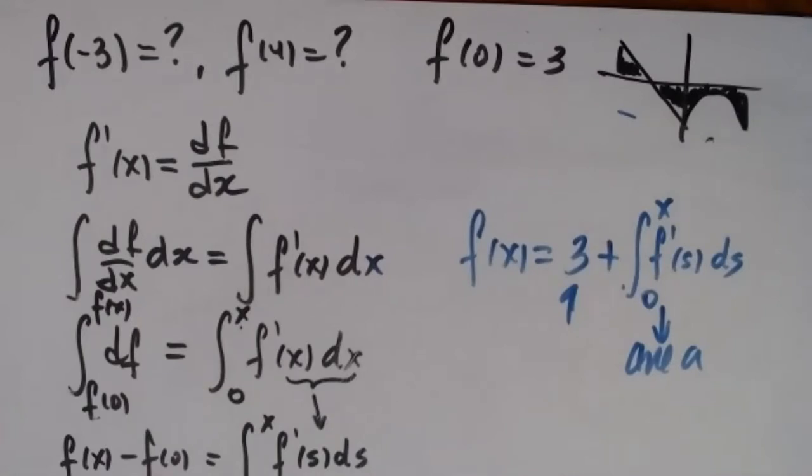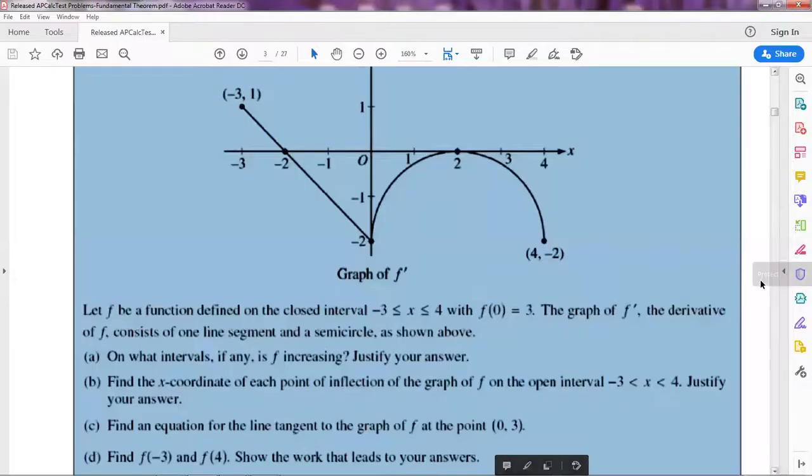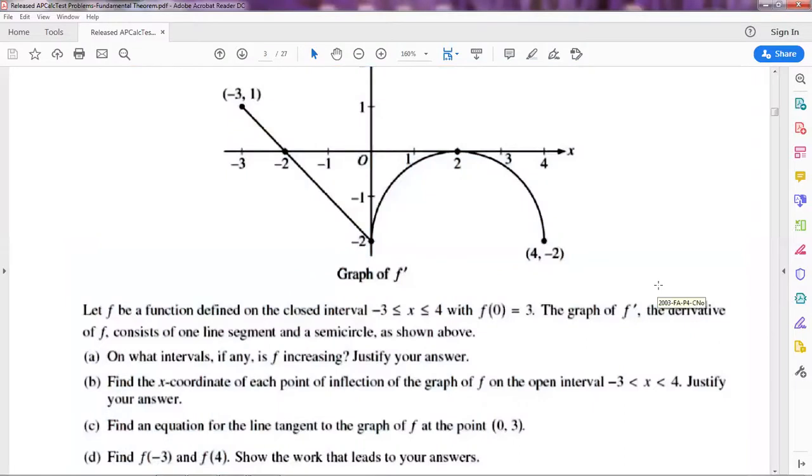Could you use another letter besides s? t, y, any other one. It's open. Okay.